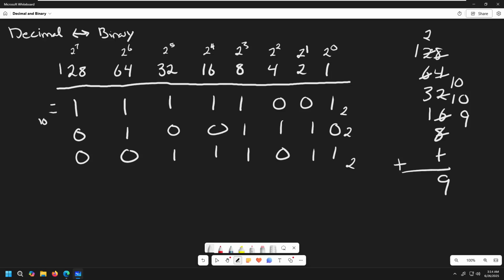6, 7, 8, we have 10 there, 13, 14. We carry the 1, and indeed 249 base 10 is equal to 1111001 in binary. Okay. Let's do the next one.